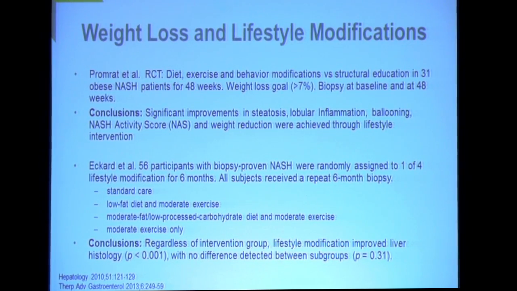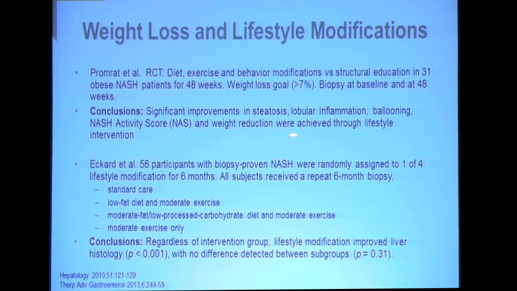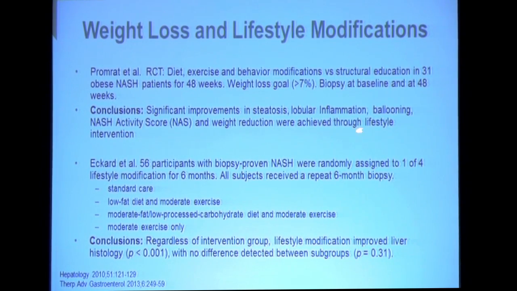Let's start with weight loss and lifestyle modification. Initial studies were criticized because, yes, weight loss and lifestyle modification improve ultrasound in the liver, but there are no biopsies. So these two studies did a baseline biopsy, lifestyle modifications, and then a biopsy 1 year later. Here we see diet, exercise, and behavioral modifications versus structural education as a control, and they saw significant improvement in steatosis, lobular inflammation, ballooning, NASH activity score, with weight reduction through lifestyle intervention.